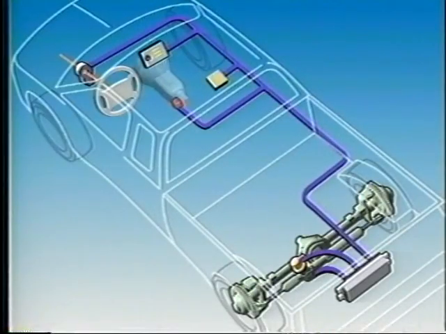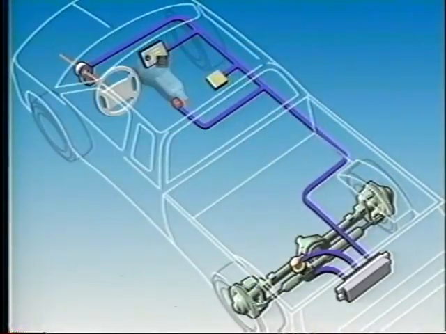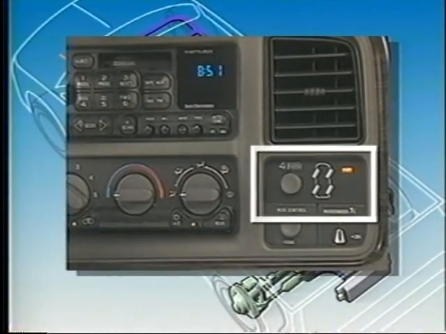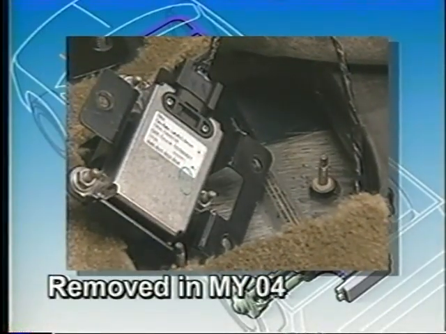Let's take a look at the rear wheel steering components and where they are located on the truck. The steering wheel position sensor is located at the base of the steering column. The mode select switch is located in the center stack of the instrument panel. The yaw rate and lateral accelerometer sensor is located beneath the front passenger seat. The vehicle speed sensor is located on the transmission housing or transfer case.